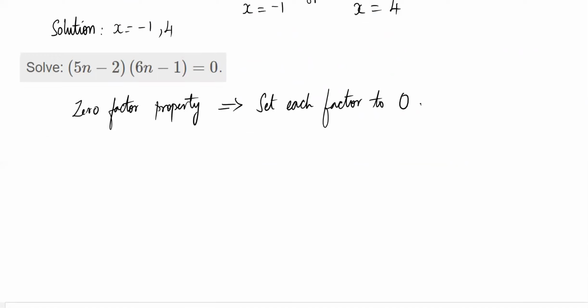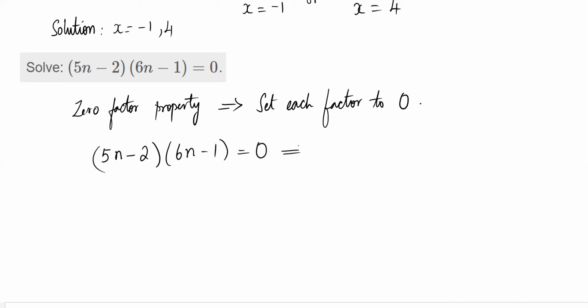Doesn't matter how many factors you have, set each one of them to 0, because we need to figure out when the product will become a 0, and for that you have to set each factor to 0. So let's come to this problem. 5n minus 2 times 6n minus 1 equals 0.